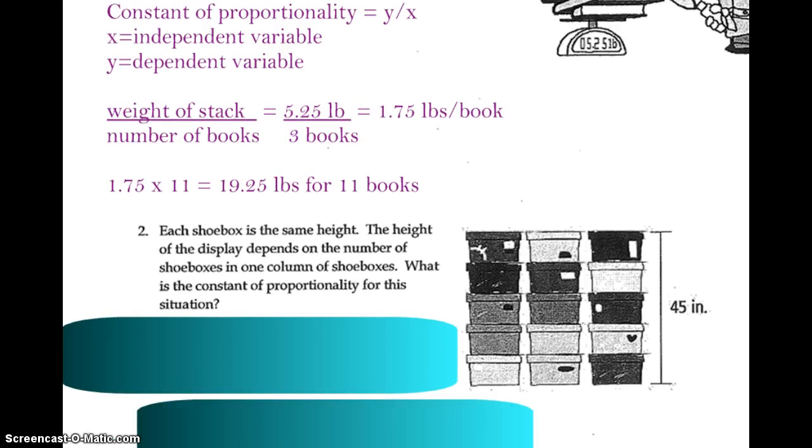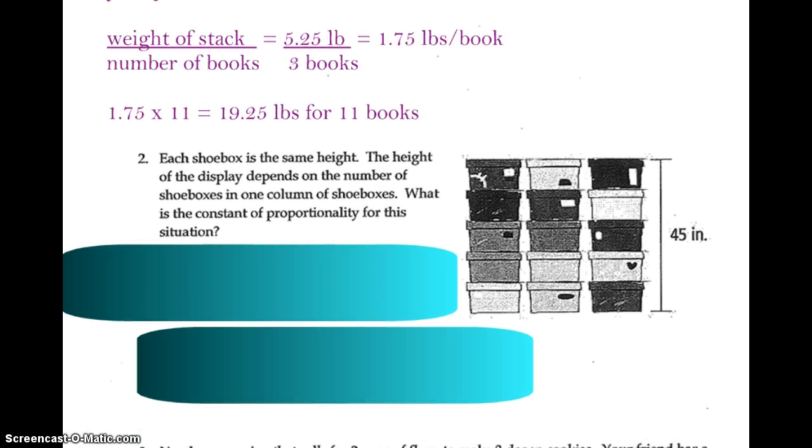Question 2 says each shoebox is the same height. The height of the display depends on the number of shoeboxes in one column of shoeboxes. What is the constant of proportionality for this situation? So we can see that it's 45 inches for 1, 2, 3, 4, 5 shoeboxes.